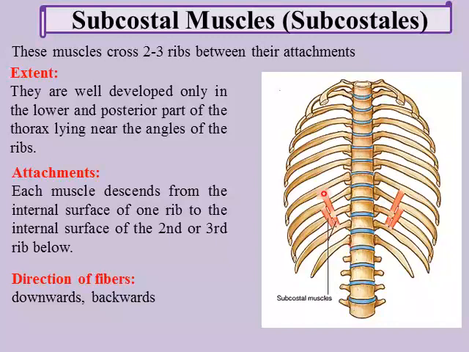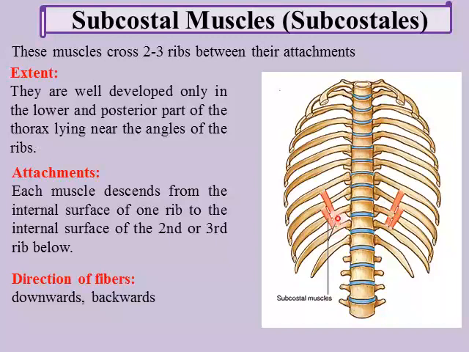So it is present in the posterior part of the chest wall, and it is more developed in the lower part of the chest. They are present in the lower and the posterior part of the thorax. They arise from one rib and jump. They are not connecting the adjacent ribs. They pass 1 or 2 ribs or 1 or 2 spaces to descend to be inserted into 2 or 3 ribs below. This is the extension.